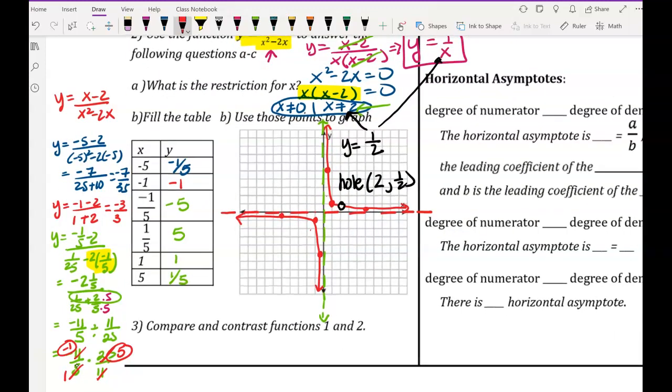Now I would like you to write a comparison for 1 and 2. What did you learn? Okay, how did a hole come about? When would a hole happen?